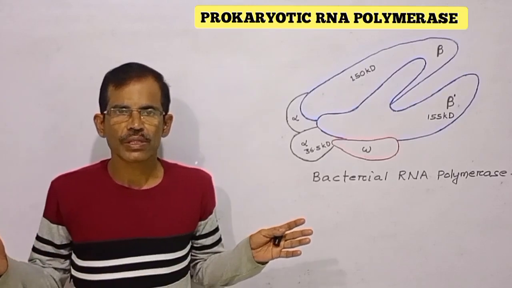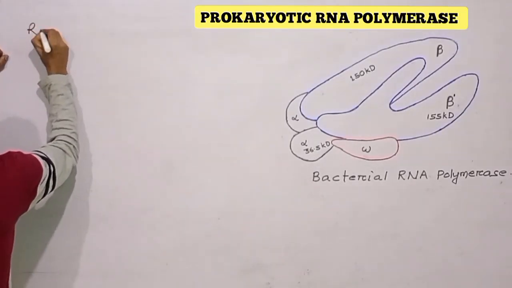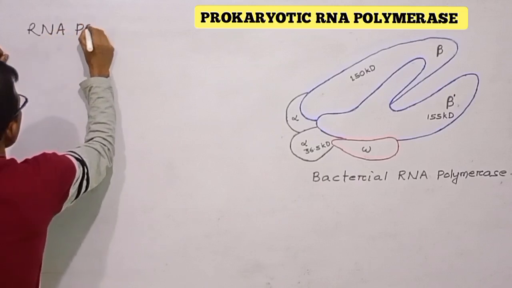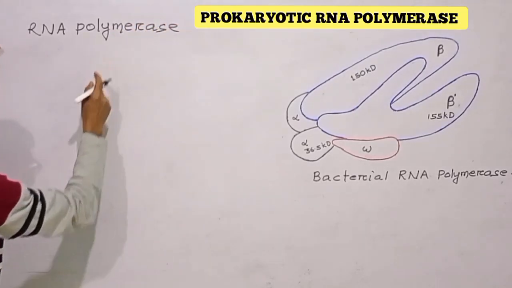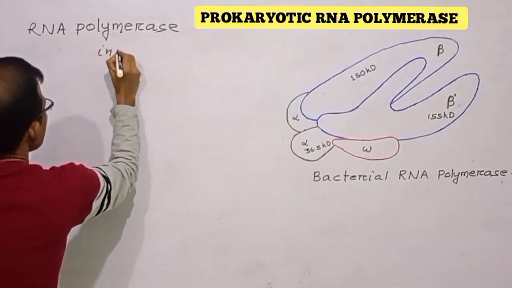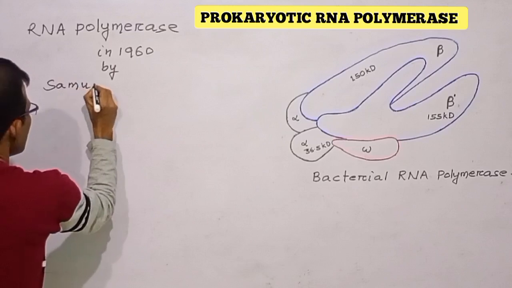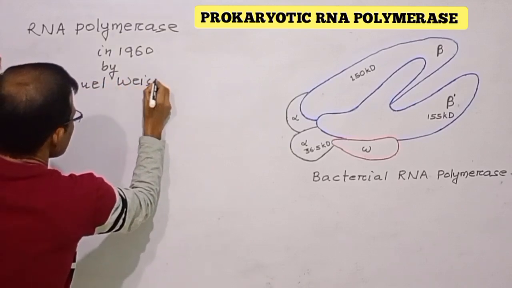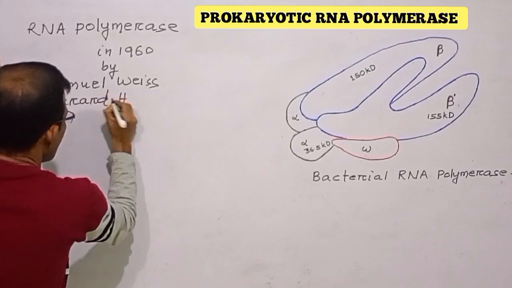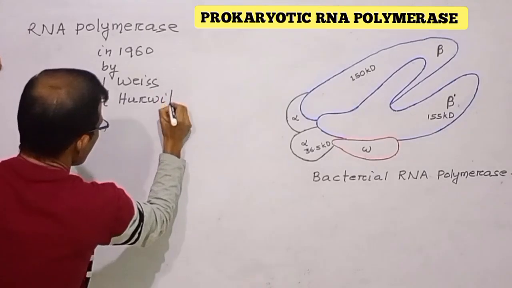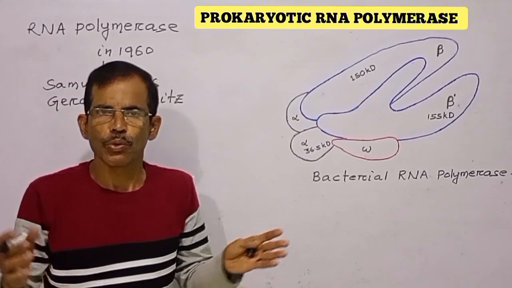Transcription is a biological process by which RNA is synthesized from a DNA template. The enzyme RNA polymerase, which is responsible for transcription, was discovered independently in 1960 by Samuel Weiss and Gerald Horowitz. This enzyme reads the DNA sequence and transcribes it into RNA.